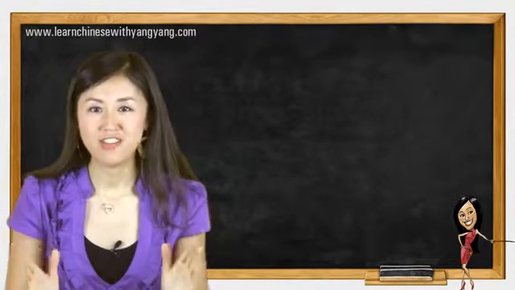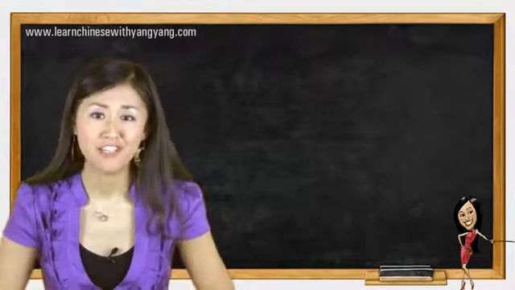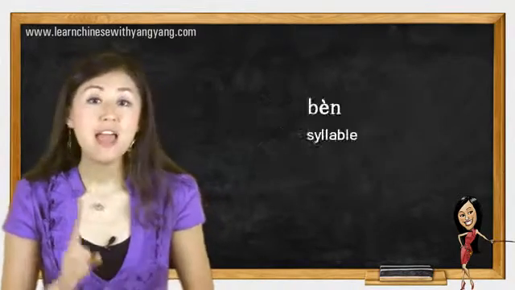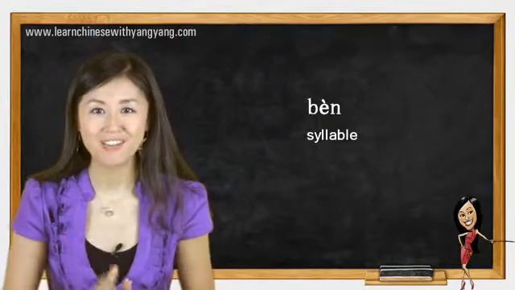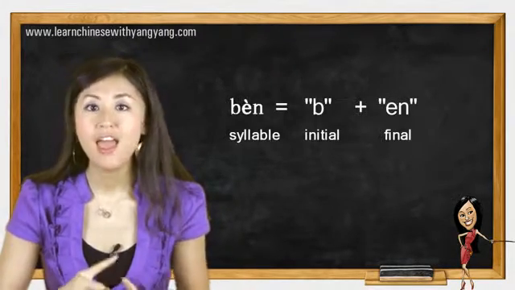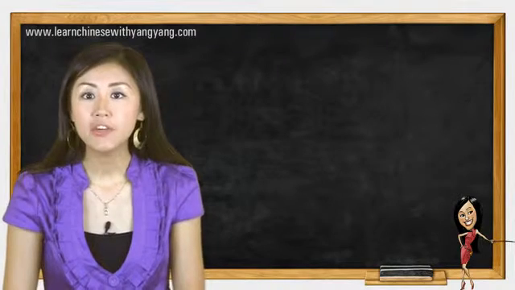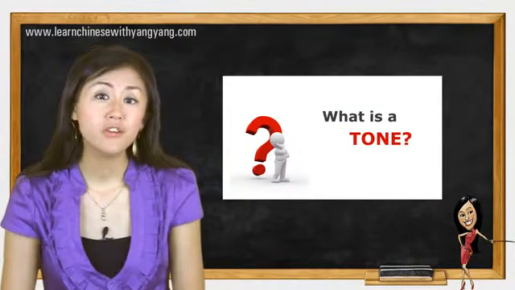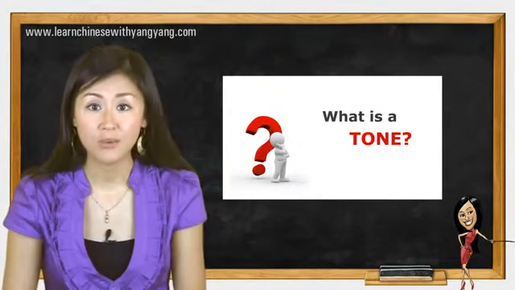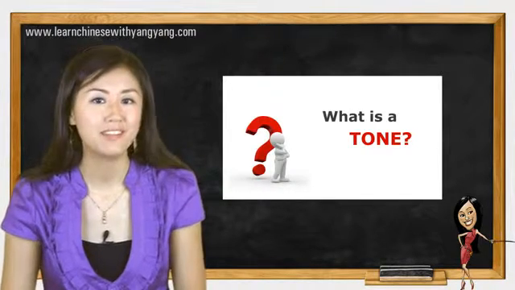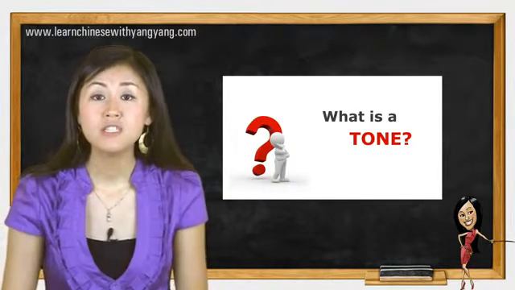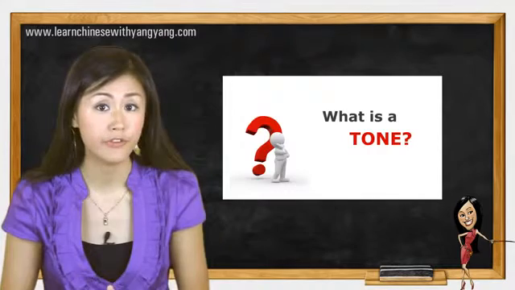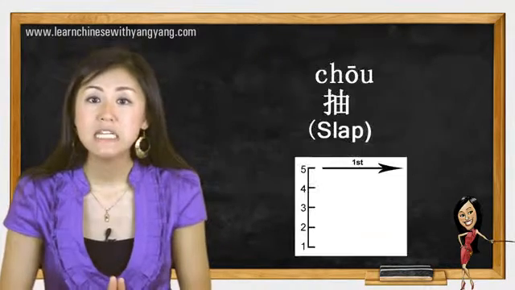Now I'm going to throw some jargons at you, some boring stuff, but it's important, we have to learn it. Every single Chinese sound is associated with one syllable, and one syllable can be made up of 3 parts: an initial, a final, and a tone. Alright, you've been hearing me talking about tones, and you're saying, what is a tone? Well, tones are very unique to the Chinese language, and Chinese language is a tonal language. What does that mean? Well, basically, if you assign different tones to the same pronunciation, the same sound, it can totally mean different things.